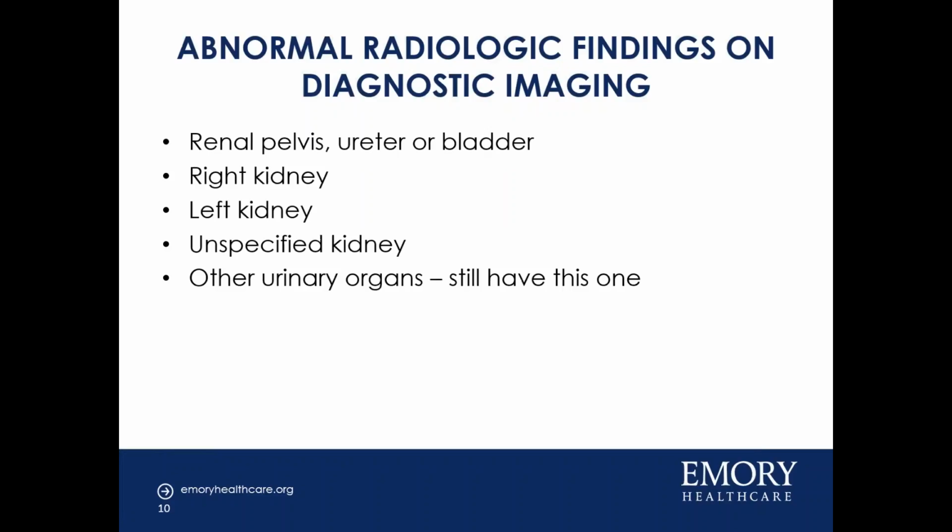Abnormal findings on diagnostic imaging. Prior, we just had other urinary organs. They've broken that out to a code that includes renal pelvis, ureter, or bladder, and then there's the right and left kidney. And again, we want to stay away from that unspecified kidney.